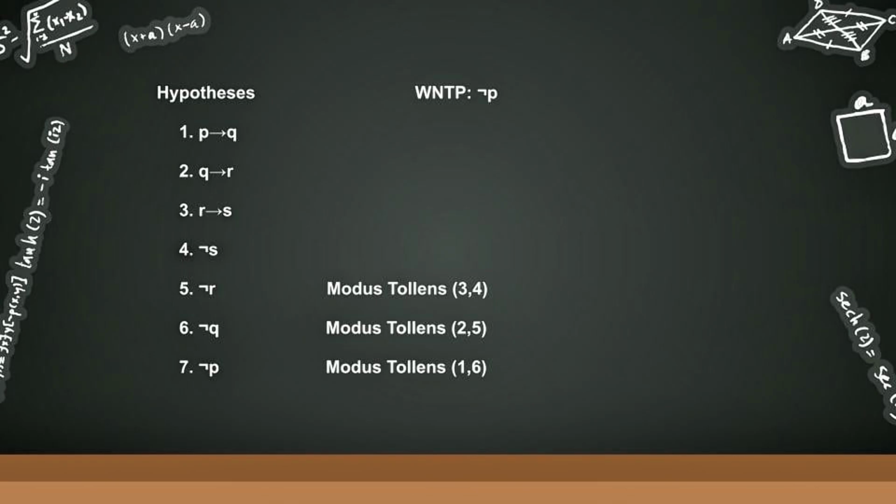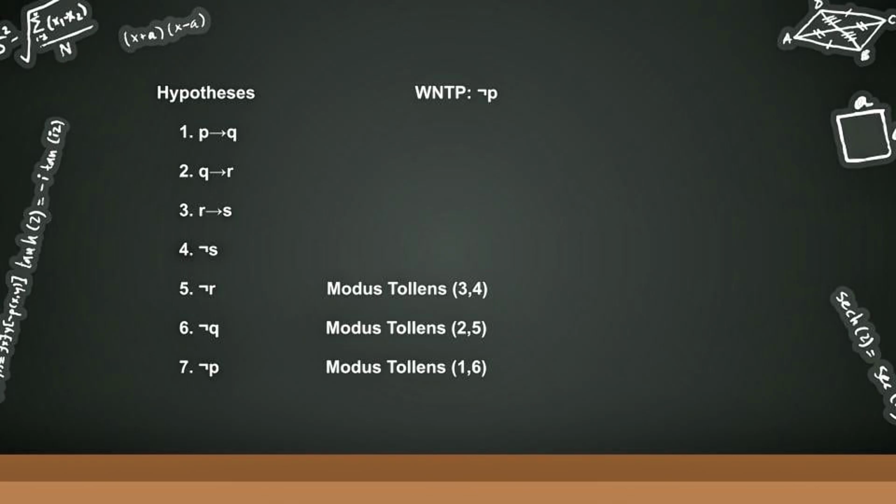So modus tollens for 3 and 4: R implies S, negation of S, therefore negation of R. For the sixth hypothesis, we also use modus tollens of 2 and 5, where 2, Q implies R, and 5, negation of R. So Q implies R, negation of R, therefore negation of Q.